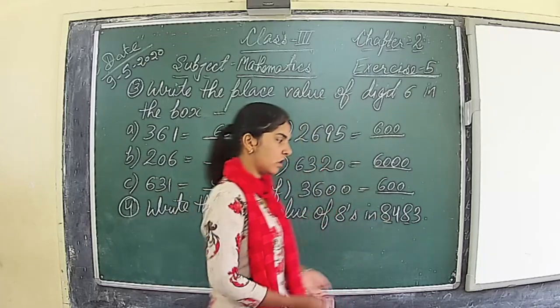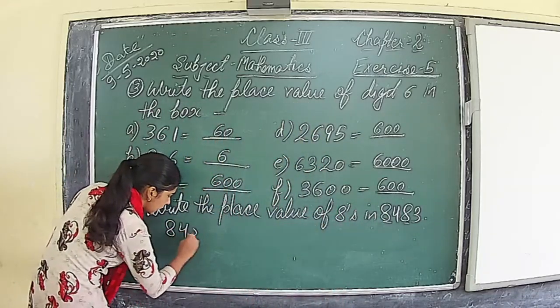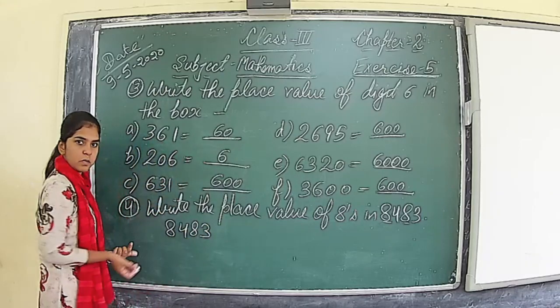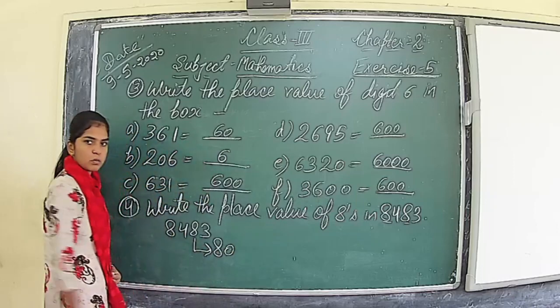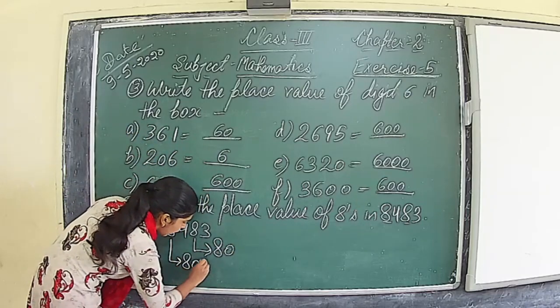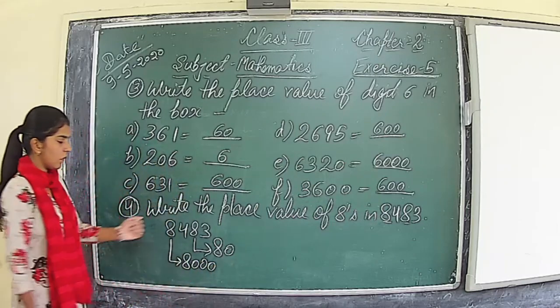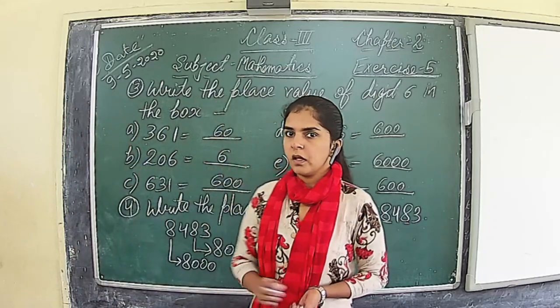So its solution will be like 8483. First of all, we will write the number like this. And then we will write here 80. This is the place value of this 8. And then we will write here 8000. This is the place value of this 8, right? So this is the solution of this question. I hope you understand this one.